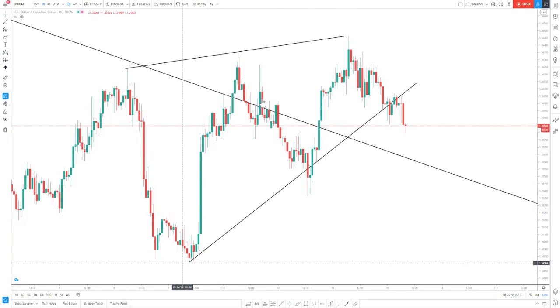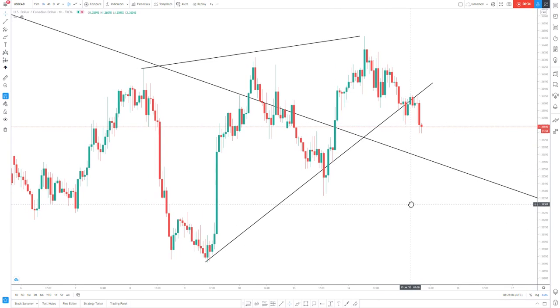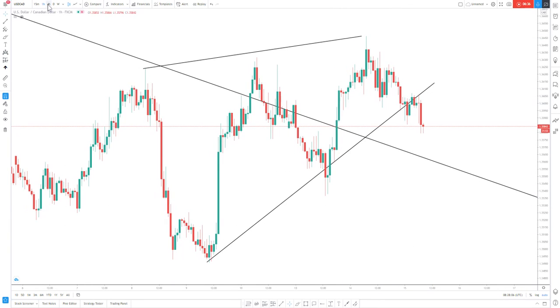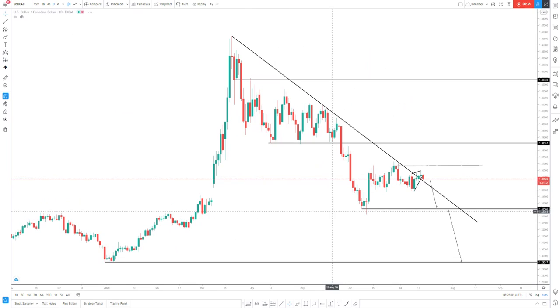Now to the 1 hour time frame. We can see how well this did happen. We had the breakout and a minor retest, then we had this major retest, and price is dipping back down really quick. So my bias on USD CAD is to go short on it.